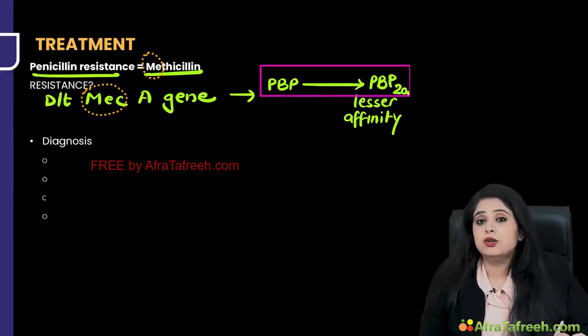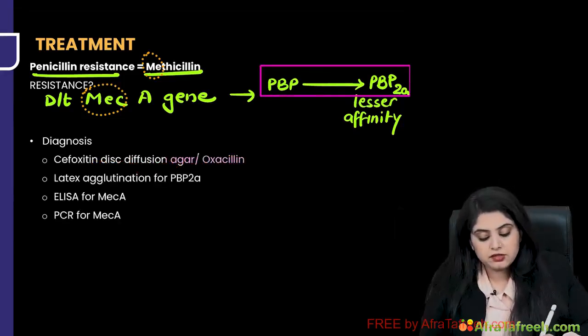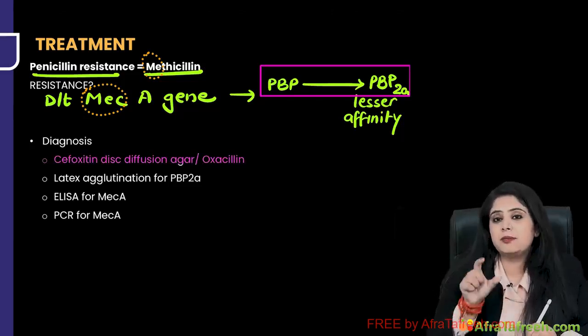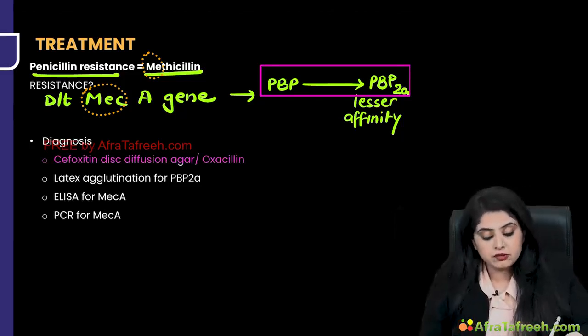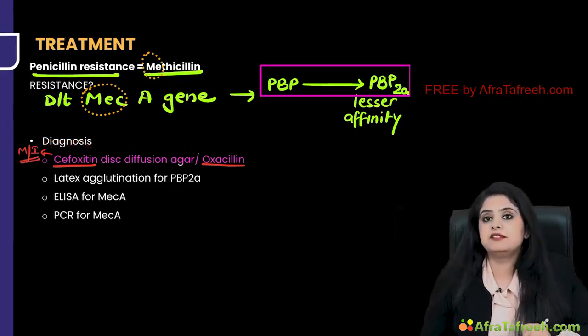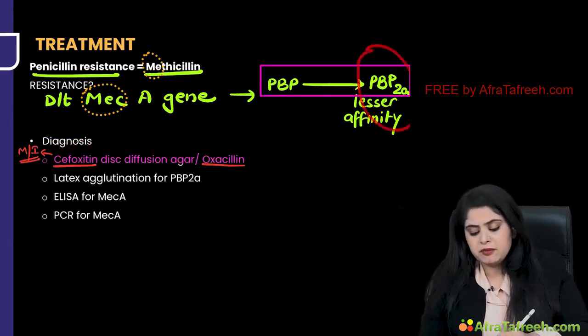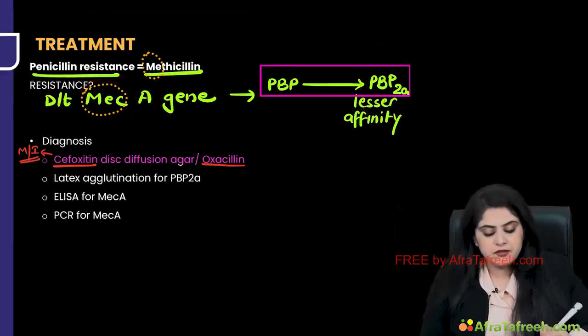How do I do the diagnosis? There is a disc diffusion method which is very famous, called the cefoxitin or oxacillin disc diffusion method. That is how you find out whether someone or bacteria is resistant or sensitive to methicillin. So now remember, out of cefoxitin and oxacillin, if asked, cefoxitin is better, is more important as a methodology for testing for methicillin resistance. However, now we can directly check: do you have PBP2A, do you have mecA gene? So directly find this out in the bacteria. For that, you can do latex agglutination, ELISA, and PCR.